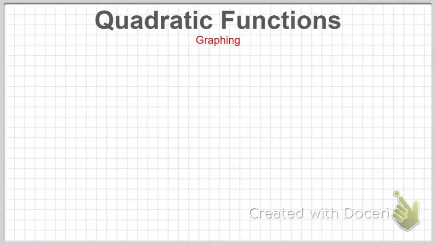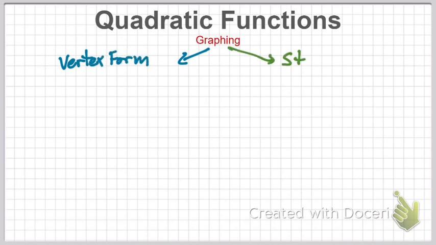Graphing quads. Let's talk about graphing these guys. Now, really quick, there's two different forms of graphing quadratic functions that we have looked at so far. The only form that we haven't looked at yet is factored form, but we're going to be looking at that next unit. Let's just focus on these two right here. We have vertex form and standard form.